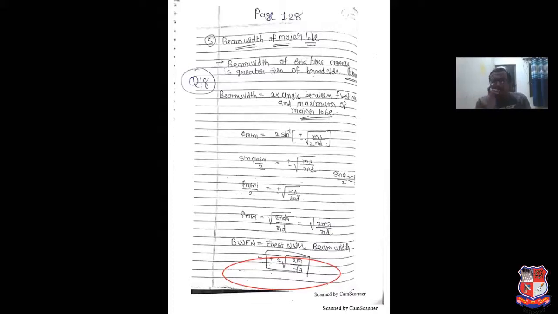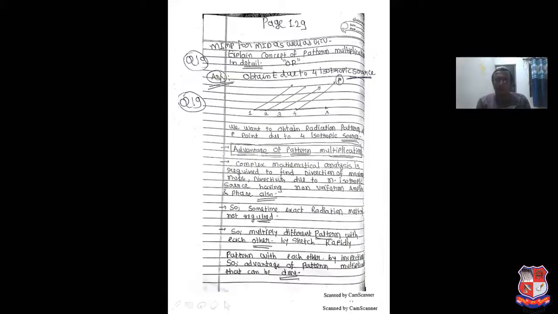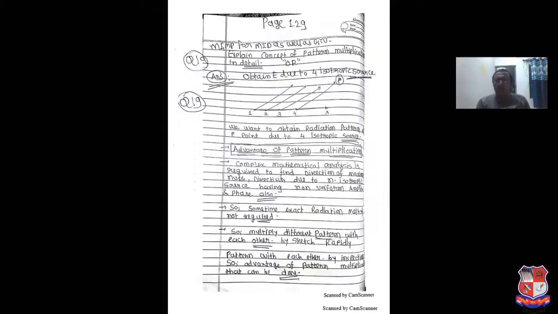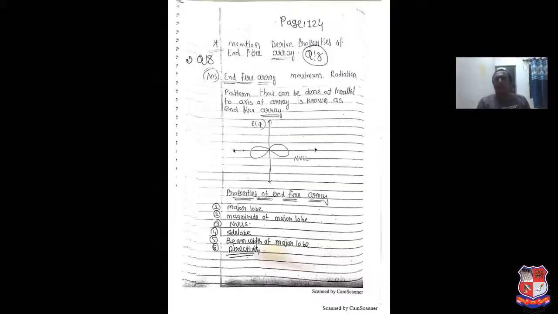So it is considered as a first null beamwidth, plus or minus 2 under root of 2m upon n lambda. It is the answer, first null beamwidth. It is considered as a beamwidth of major lobe. Here we have completed the properties of broadside array and end fire array in this lecture.